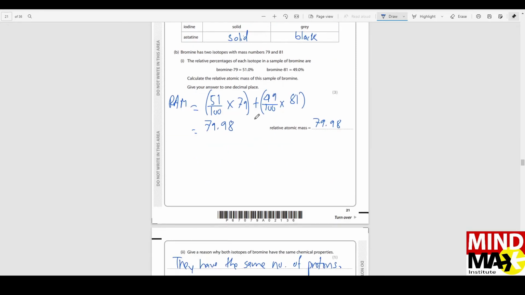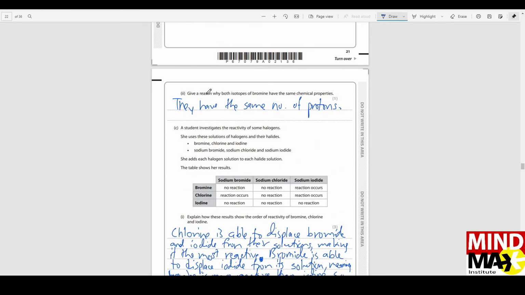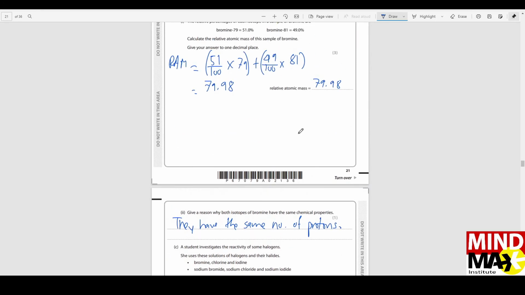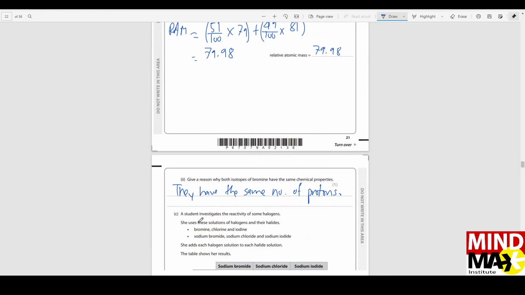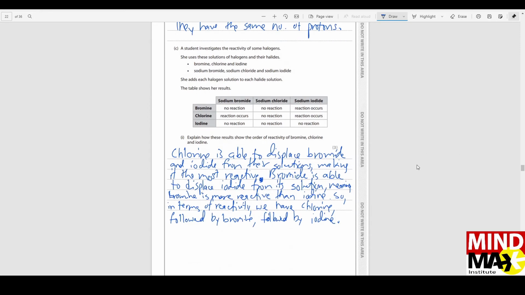Now we use the formula to find the relative atomic mass: percentage abundance multiplied by the mass of the isotope, plus percentage abundance multiplied by the mass of the other isotope. You get this one. Then give a reason why both isotopes of bromine have the same chemical properties. Chemical properties depend on one thing only, that is the proton number. And as we know, isotopes are atoms of the same element with the same proton number. That's why their chemical properties would be the same.